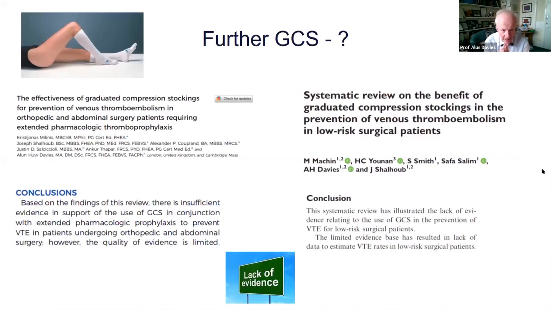But if you look at the extended prophylaxis group, we've done a recent summation analysis and have actually shown that there really is no good evidence to support graduated compression stockings in those patients who are having extended pharmacological prophylaxis. And if you take the low-risk surgical group, i.e. those who are not having low molecular weight heparin, but are just having graduated compression stockings, the evidence base for those is inordinately weak as well.